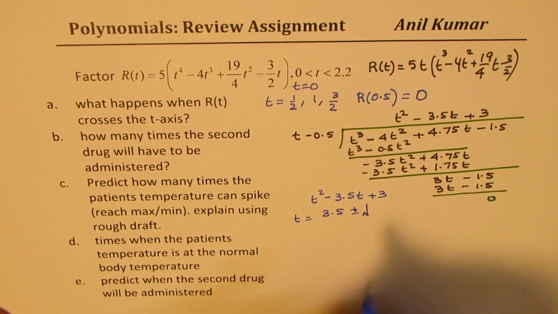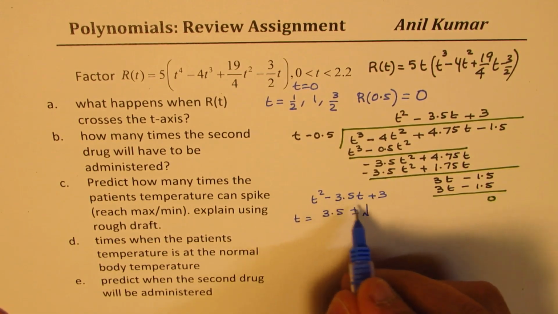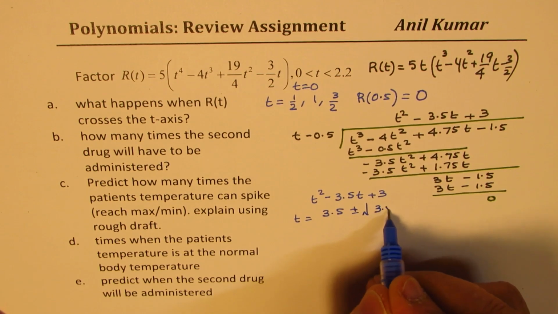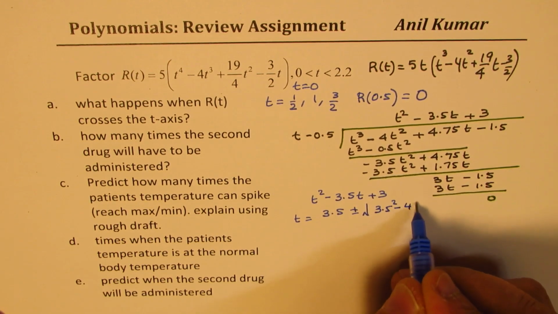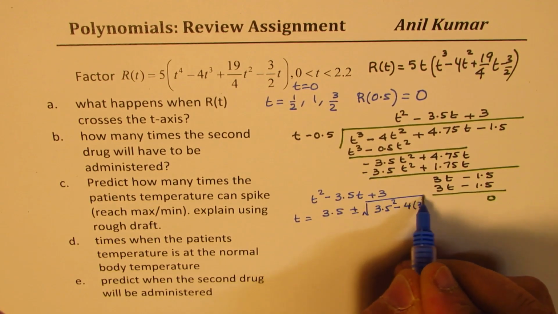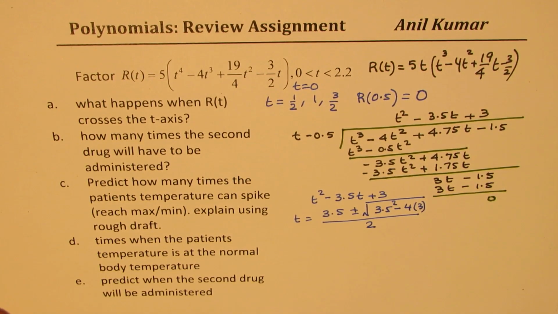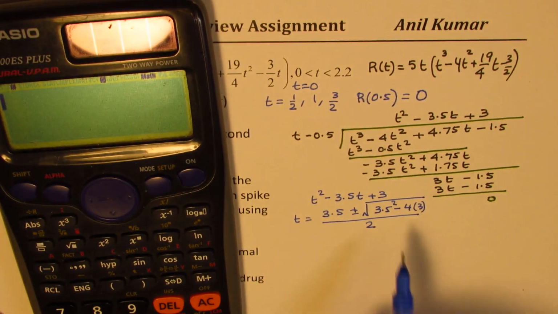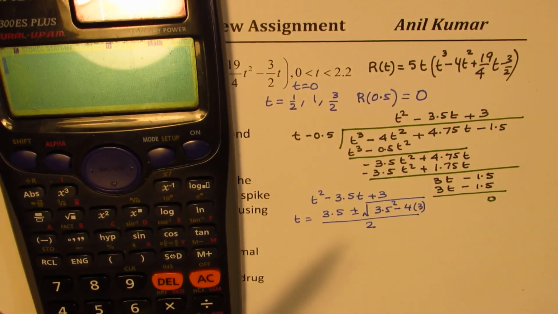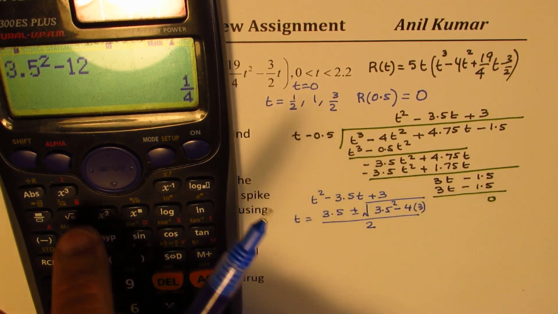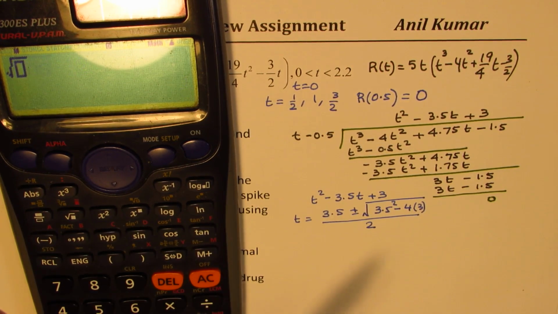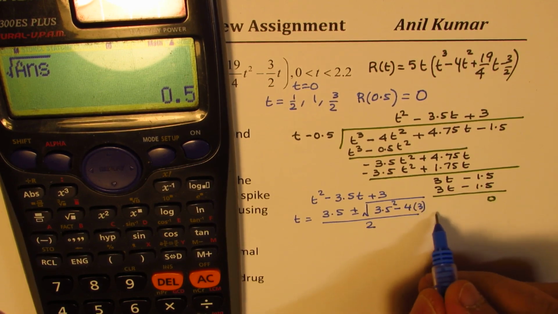So we'll use the quadratic formula, which is t equals to minus b, which is 3.5, plus minus square root of the square of 3.5 minus 4 times 3, over 2. So let's calculate this. Let's begin with the square root term, which is 3.5 squared minus 12, and that gives you 1 over 4. So the square root will be half, which is decimal 0.5. So that's a good answer.